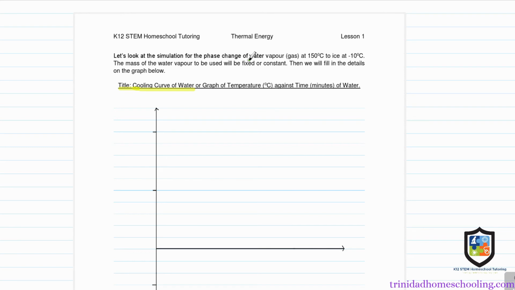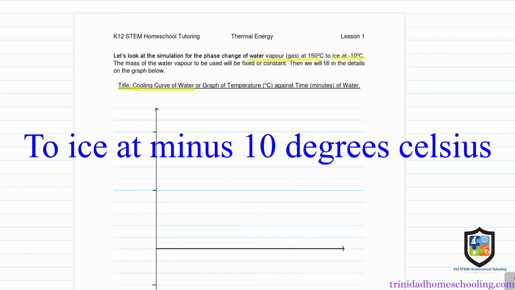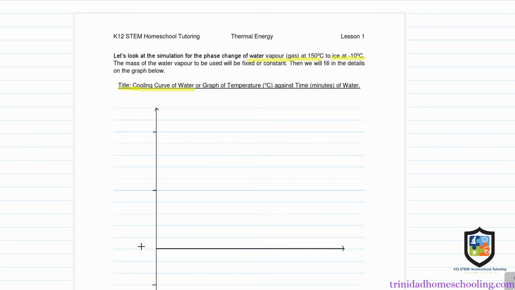So we're going to start at water vapor at 150 degrees and go to ice at -10 degrees Celsius. Because it's water, we have our important points, 0 degrees and 100 degrees Celsius, and this here depends on what the question gives you. So here is 150 degrees, and we're going to -10 degrees Celsius.